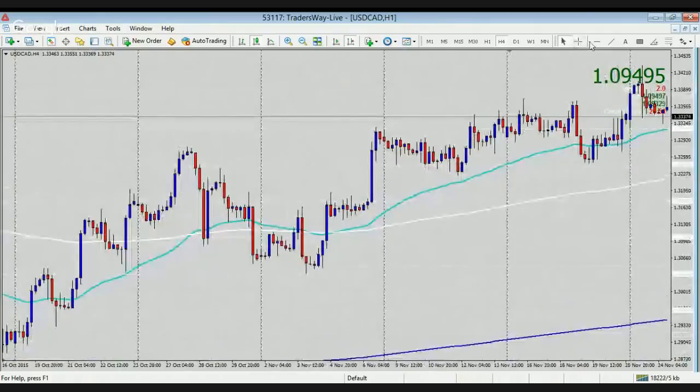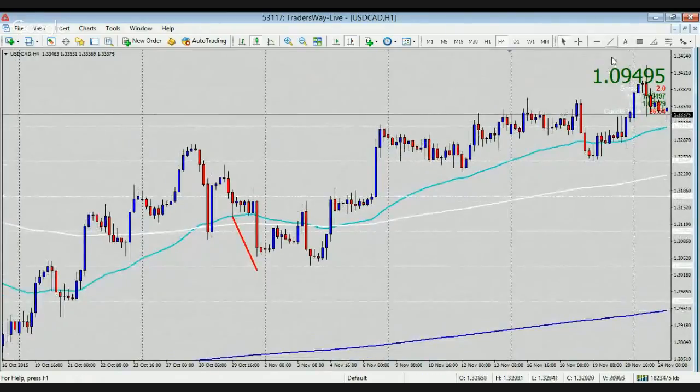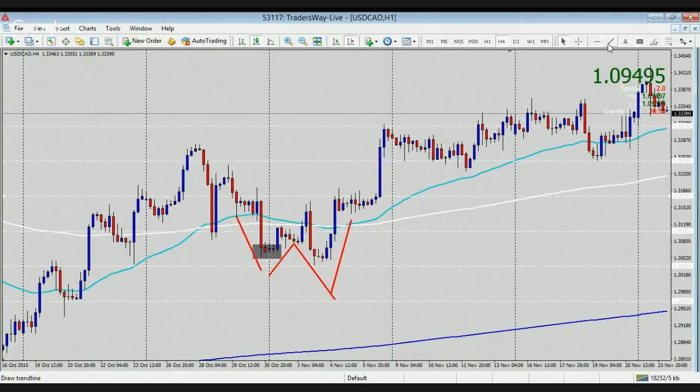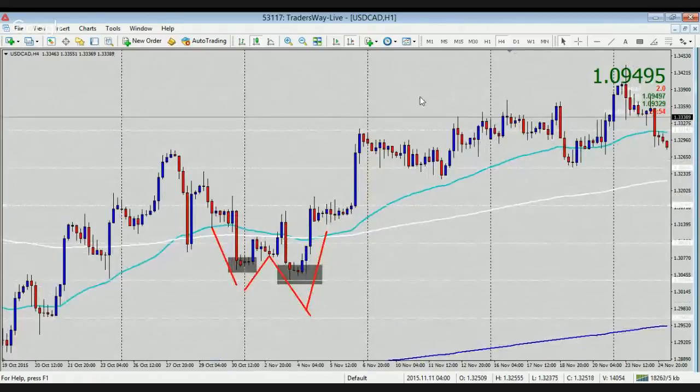Okay, right here, W formation. You guys see that? W formation. First leg, second leg. Why is this not valid? The second leg broke the first.